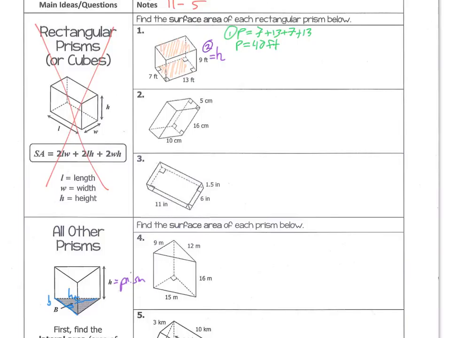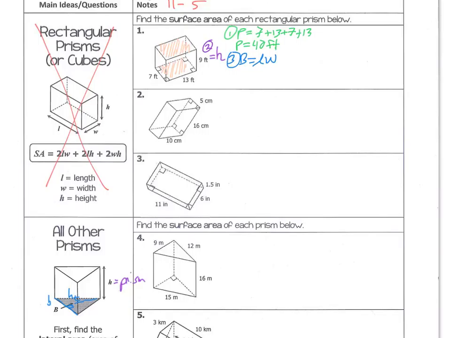That's our height of the whole prism. All that's left is big B. So that's part 3. Color coding is a great thing. So what's the shape of the base? A rectangle. What's the area formula for a rectangle? Base times height or length times width.